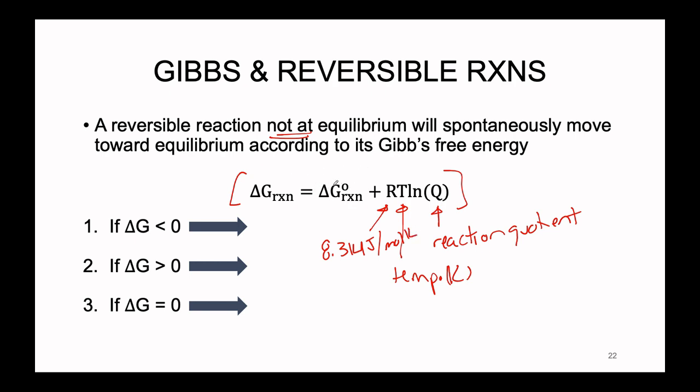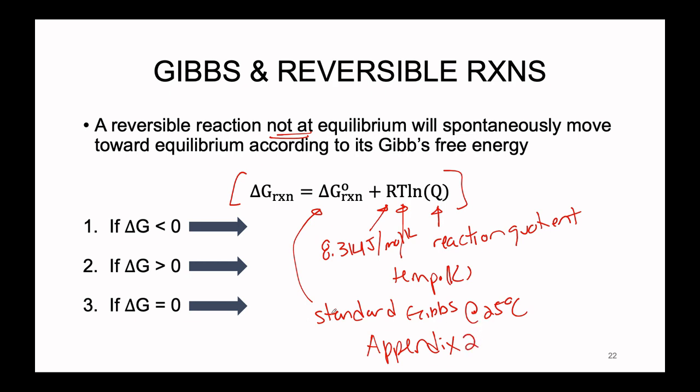Okay, and now here's where we can differentiate between these two Gibbs energies. The Gibbs free energy on the right-hand side of this equation represents our standard Gibbs, and this standard Gibbs is at 25 degrees Celsius. This is not an STP kind of standard. This is a different standard temperature. This is the same standard temperature that all of the Appendix 2 data is in. So we can use the Appendix 2 data to calculate our standard Gibbs free energy at 25 degrees Celsius.